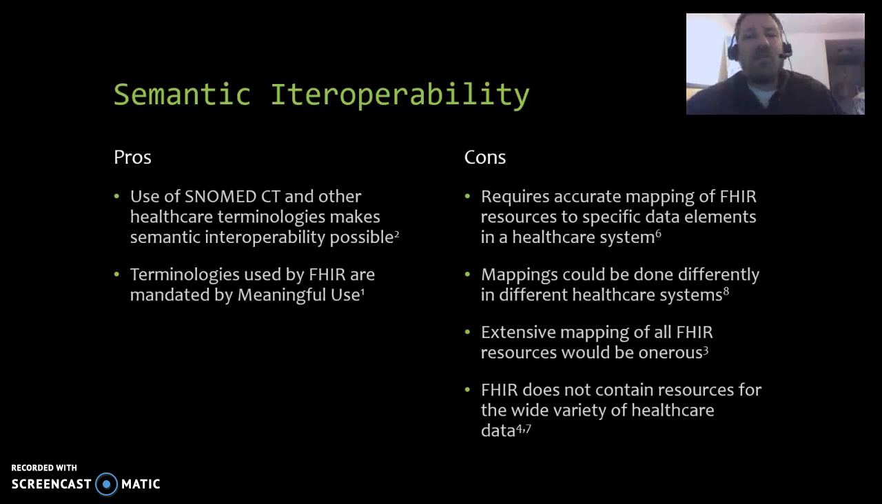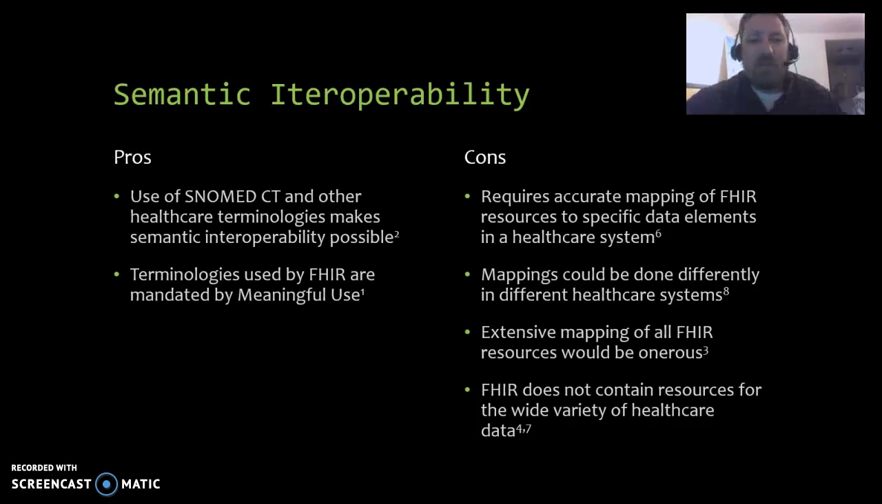So Fire's use of meaningful use terminologies allows for semantic interoperability, but it doesn't guarantee it. In order for semantic interoperability to be achieved, there has to be accurate mappings of Fire resources to the data elements in a healthcare system. And right now, mappings could be done differently in different systems, which would not solve any of the problems that Smart on Fire hopes to solve.